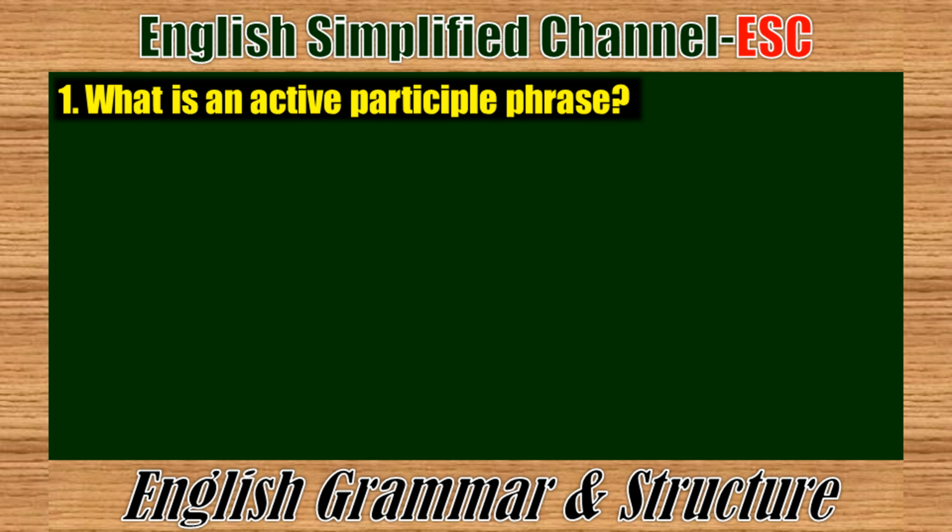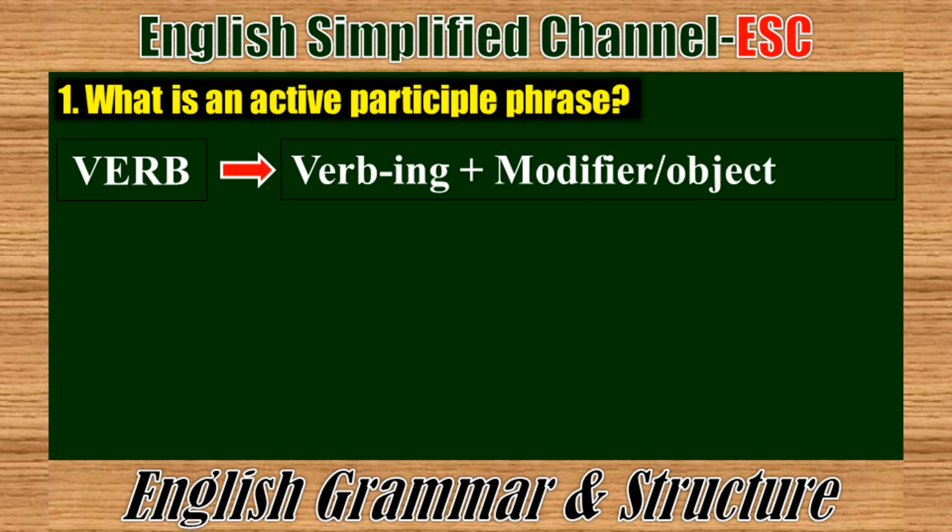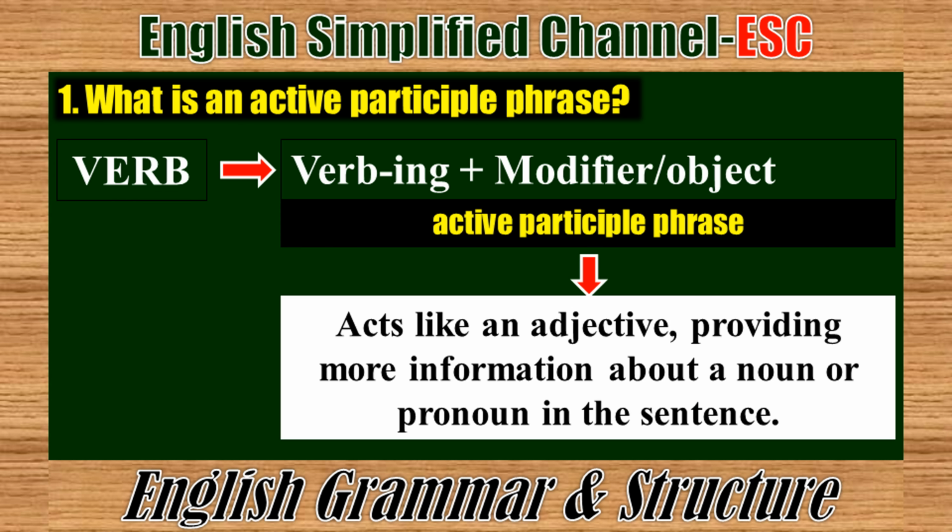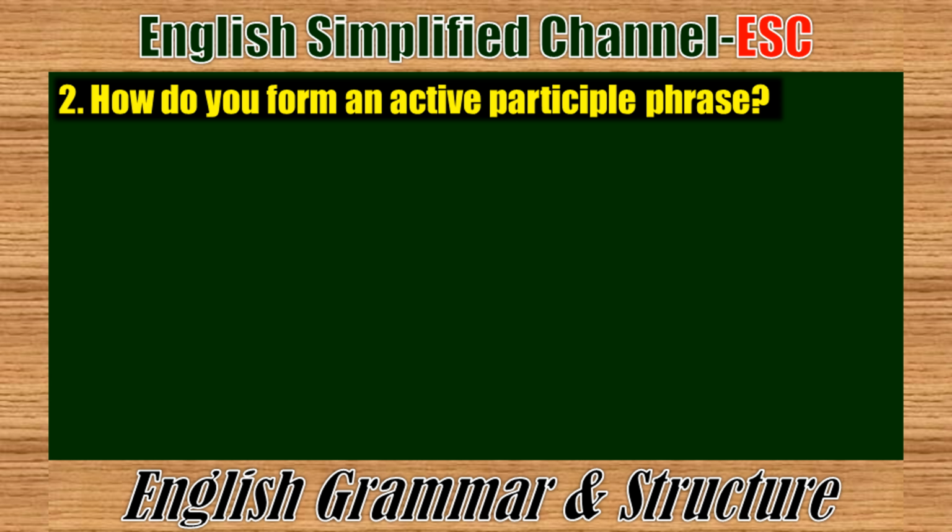What is an active participle phrase? An active participle phrase is formed by taking a base verb and changing it into its ing form, then adding any necessary modifiers or objects. This phrase acts like an adjective, providing more information about a noun or pronoun in the sentence. Now, moving on to question number 2.